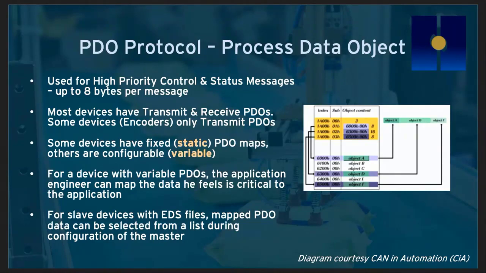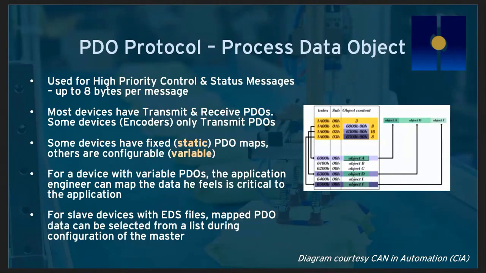Now, some slave devices have what's called a static PDO map. In other words, the manufacturer has determined this is the process data that's important in every application. Therefore, this is the data we're going to make available at runtime for your access. So a really, really simple CANopen slave might work that way.